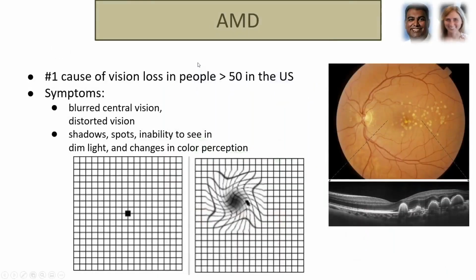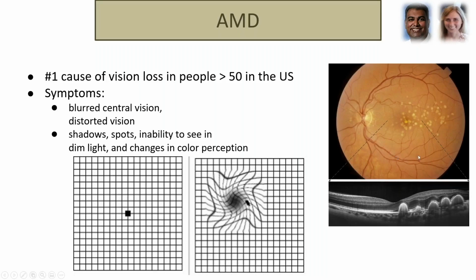The next disease, and this actually started following more within my practice, is macular degeneration. This is the number one cause of vision loss in people over 50 in the United States. People can have blurred central vision. They can have distorted vision. So on the Amsler grid, it can transition from looking normal with straight and right angle lines to having an area of distortion. People can have shadows, spots, or inability to see in dim light because they have reduced contrast sensitivity. And they can have possible changes in color vision perception.